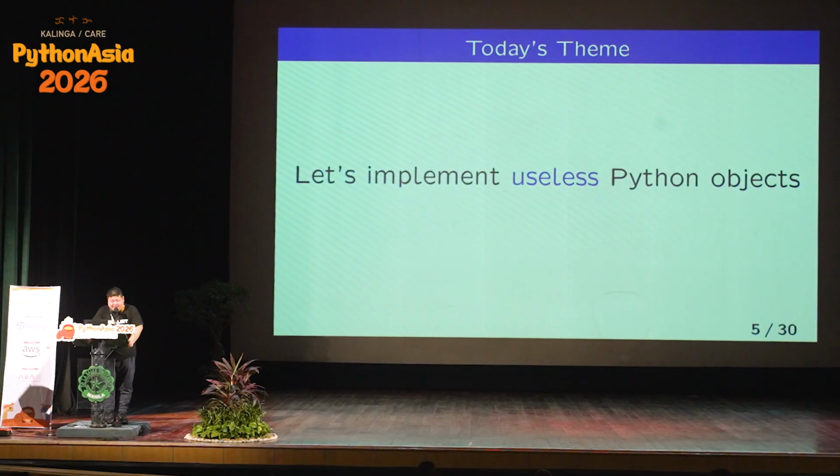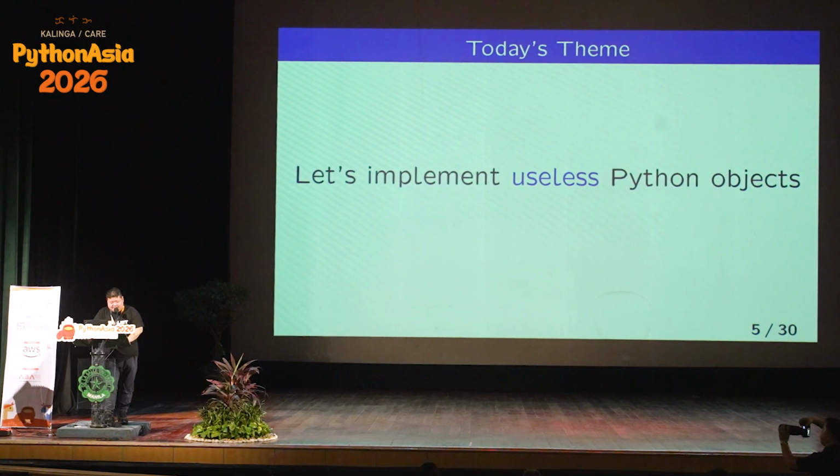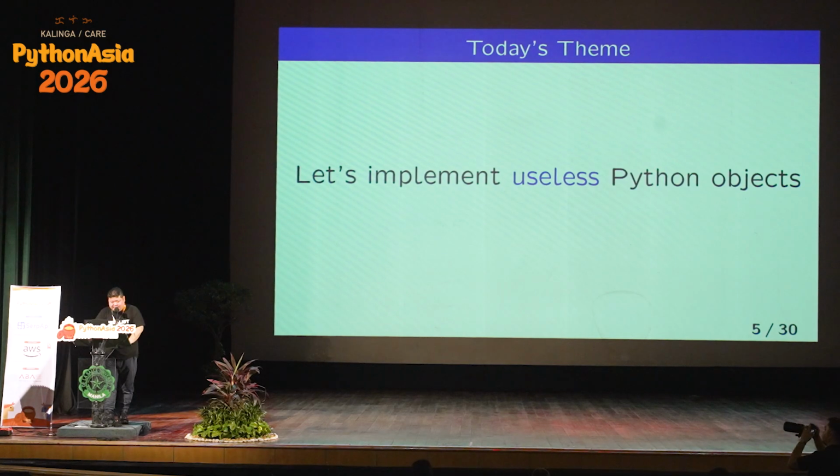Today's theme is "Let's implement useless Python objects." The keyword here is useless. What does that mean, and why should we care? So, why useless? Let me explain.